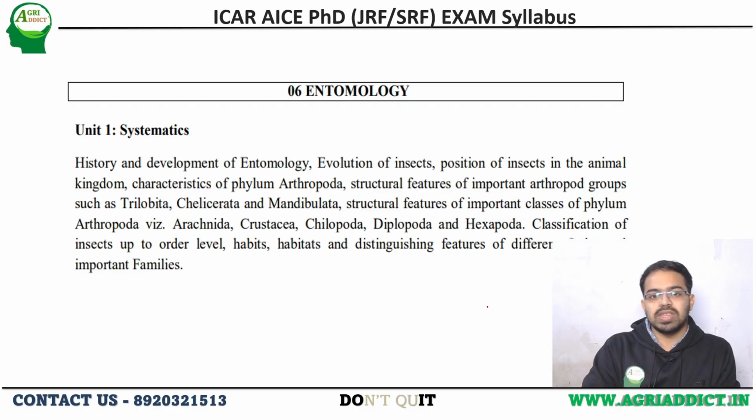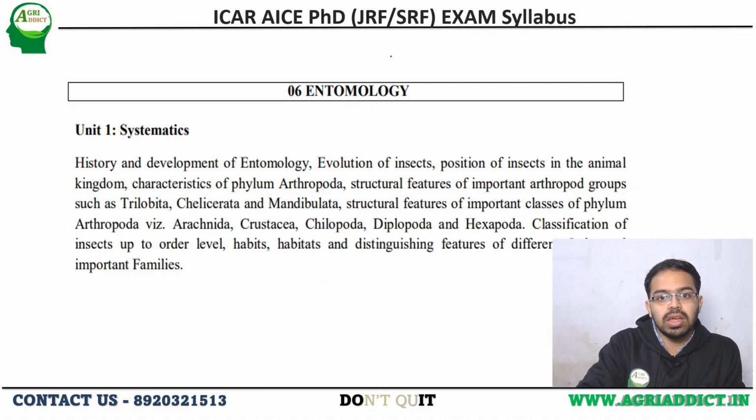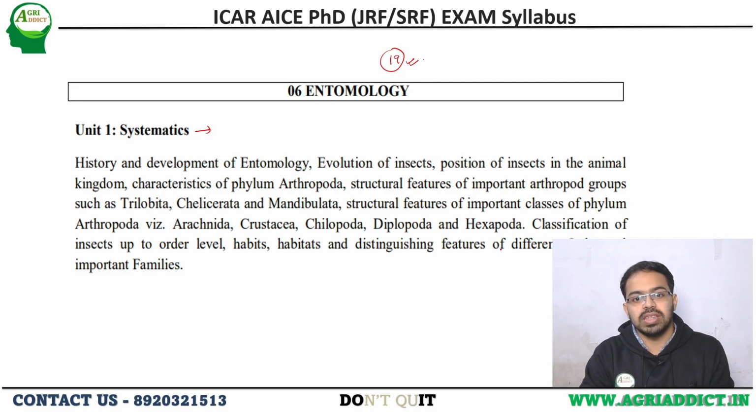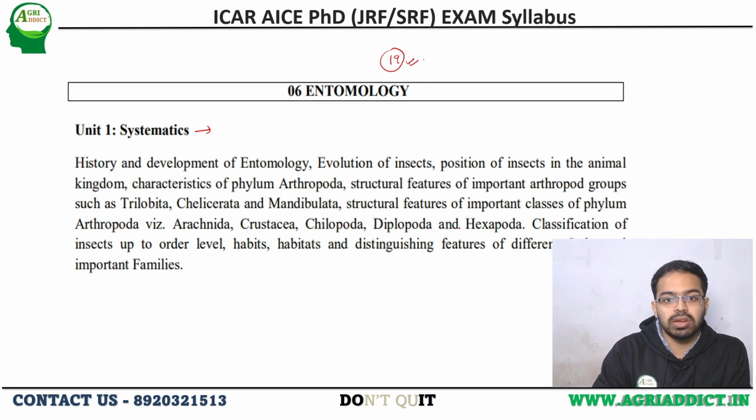So what is the exam syllabus? Here we shall discuss it unit wise. There are a total of 19 units in entomology. The first unit is systematics, and I will tell you what books are needed for this particular part. Systematics and taxonomy, with the different groups. What are the things that you need to read in this particular unit?